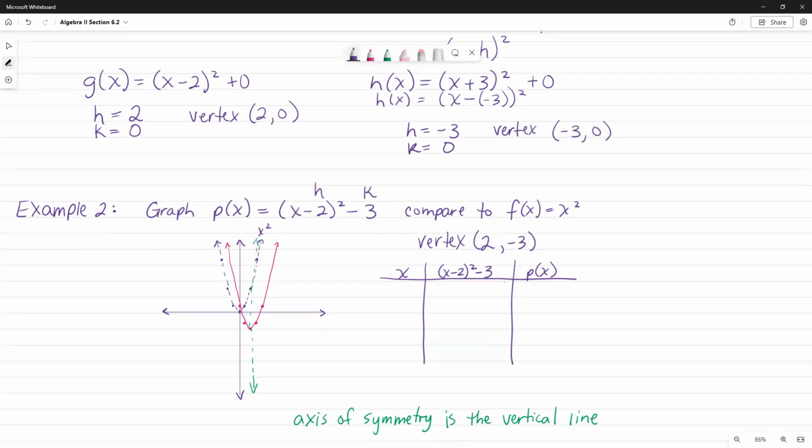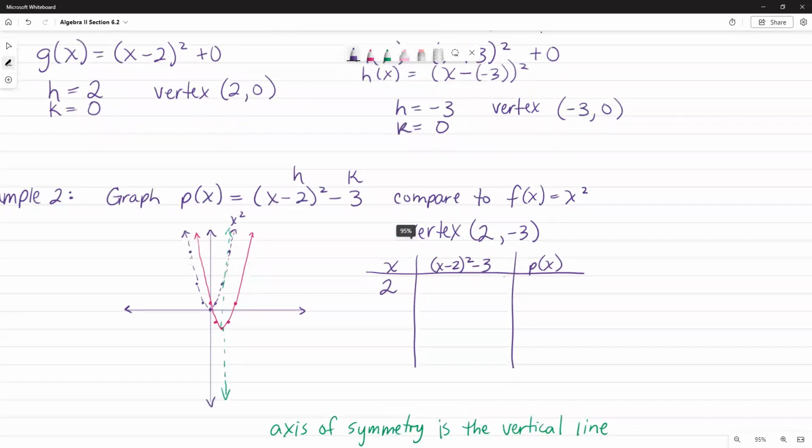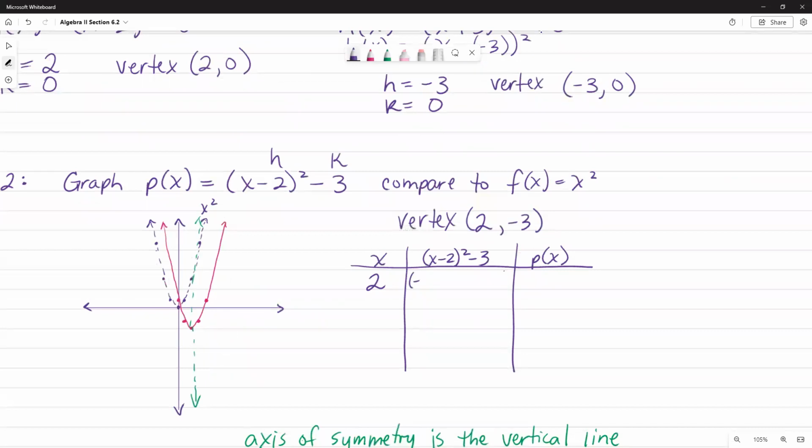So when I go to actually do the table for this, I'm going to start at my vertex, and then I'm going to go up 2 and down 2. So if x is 2, then I know it's going to end up being negative 3, but let's just do math. So this is 2 minus 2 squared minus 3. Well, 2 minus 2 is 0, and 0 squared is 0. So my y is negative 3, which is where I know my vertex is going to be based on the formula.